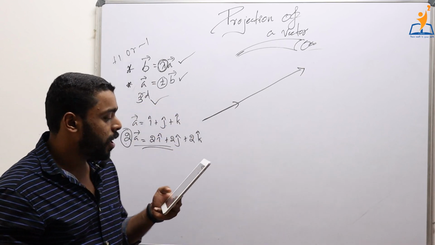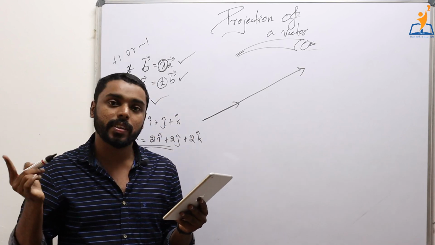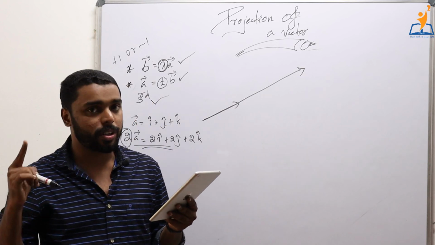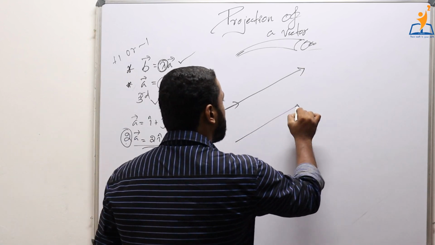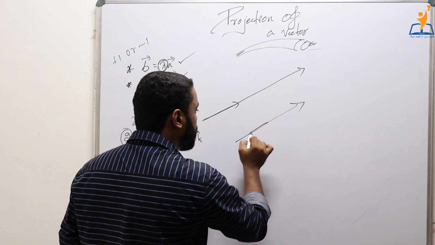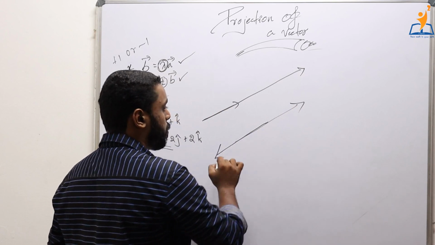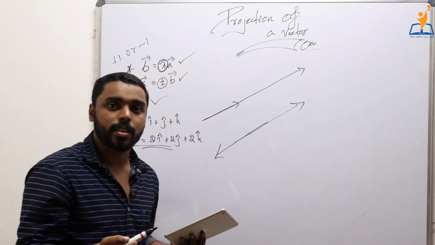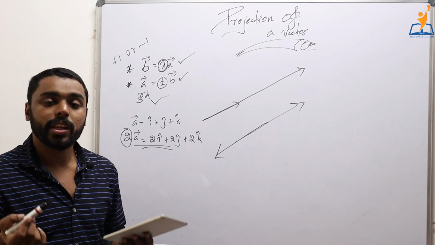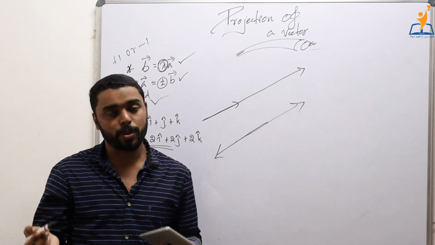The last option, both of the vectors A and B have the same direction but different magnitude. That's the wrong option, because suppose this is a vector and this is a vector in an opposite direction, but these two vectors are collinear vectors, right? So collinear vectors can also have opposite direction.